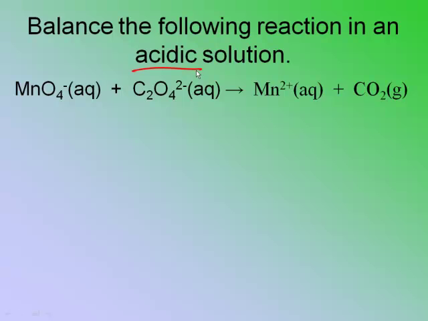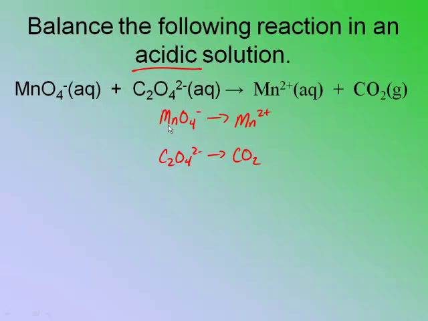So the first thing I do is I split it into my 2 half reactions. I have MnO4 minus yields Mn2 plus, and I have C2O4 2 minus yields CO2. Second step, balance all the atoms that aren't oxygen or hydrogen.